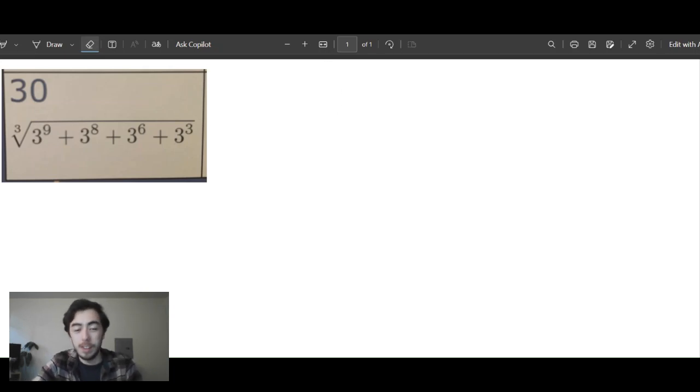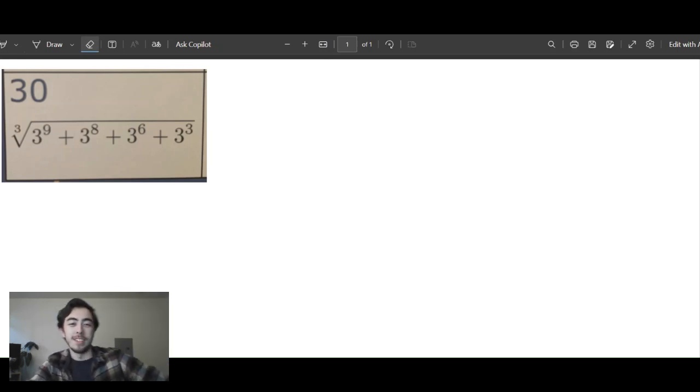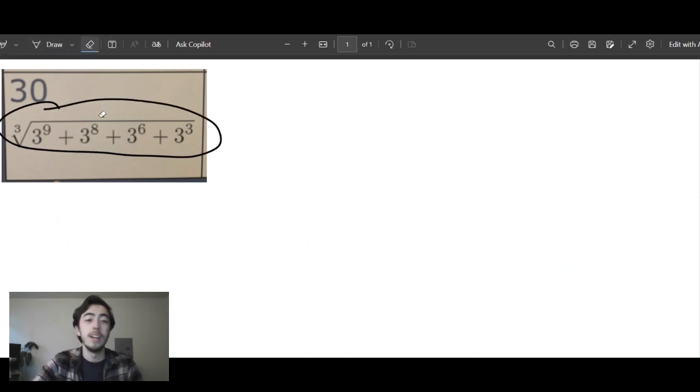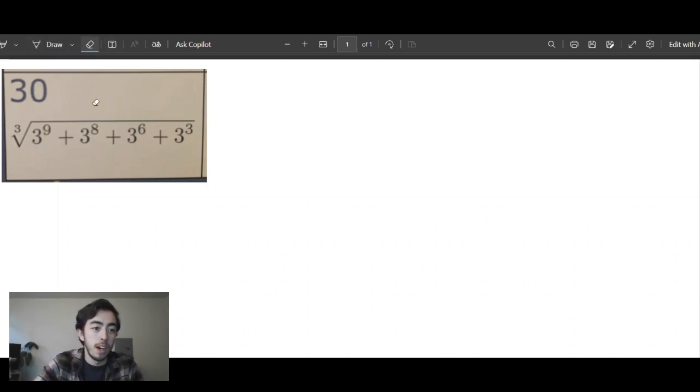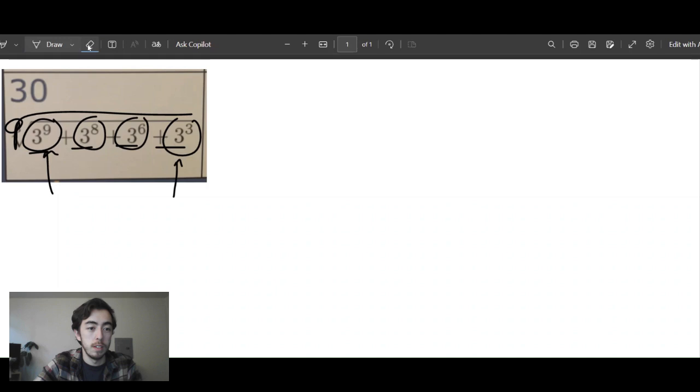It's March 30th, and we have problem 89 from this Daily Epsilon calendar to solve. And apparently, the answer is 30, and it just looks like it's an arithmetic problem. So we need to do some math steps to prove why this number on the screen is just 30. I see we have the cube root of 4 different things added up, and these are all going to be powers of 3, with this one being the smallest and this one being the greatest.